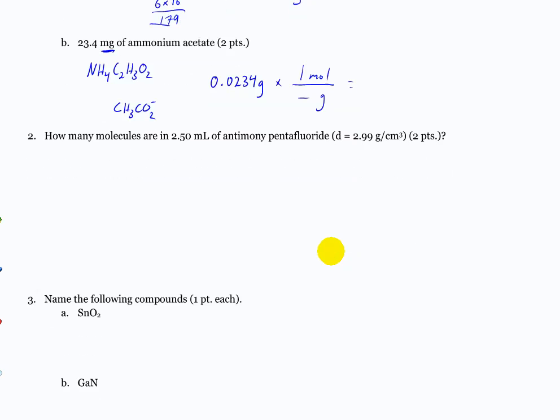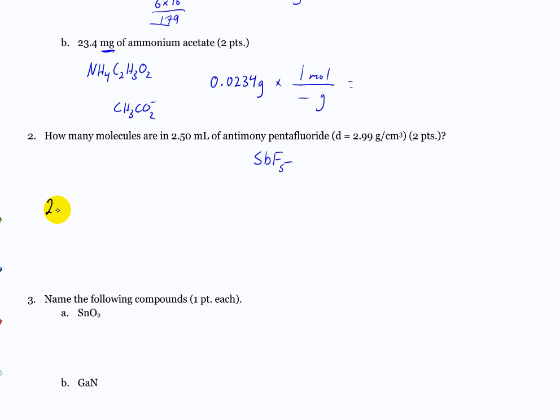Similar problem here, but now we're asking for molecules in a volume. So we still need to know the formula for antimony pentafluoride, which is SbF5. Right, SbF5. And antimony pentafluoride is actually a liquid at room temperature, so we do measure it in milliliters. But to know the moles or the molecules, you have to use the density.